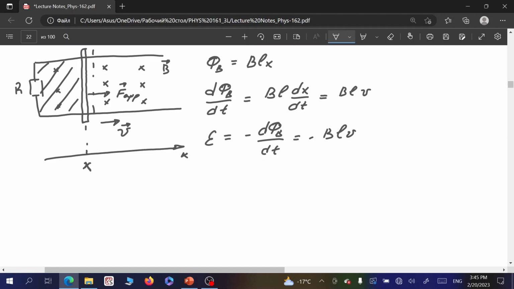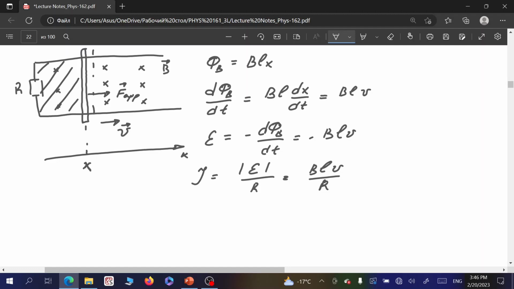So what will be the electric current now in this circuit? If we neglect the resistance of the conducting rails, so assume that the resistance is equal to 0, and consider only the load resistance. So in this case, the induced current can be expressed as the magnitude of electromotive force divided by R, and that is B times L times V divided by the resistance of this electric circuit.